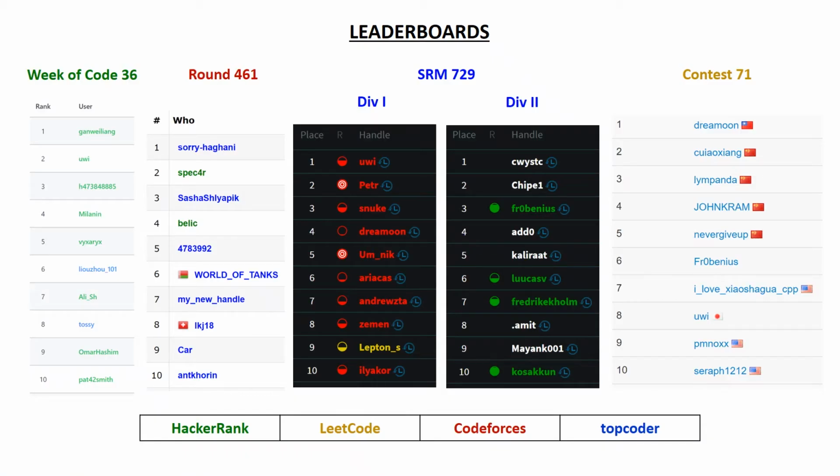Taking a look at the top 10 leaderboards, we can see Yui's name all over the place. He came second in the Week of Code 36, first in the Div 1 Topcoder SRM, and only 8th in the LeetCode Contest 71 because he made a mistake on problem number 2. We can also see Petr coming in second place in the Div 1 on Topcoder SRM 729.